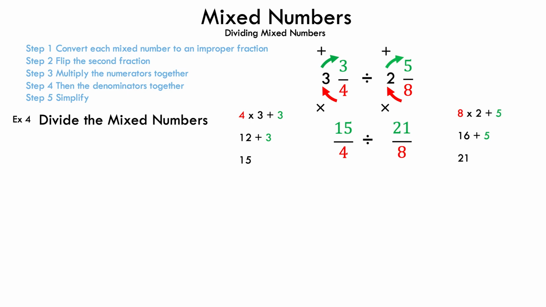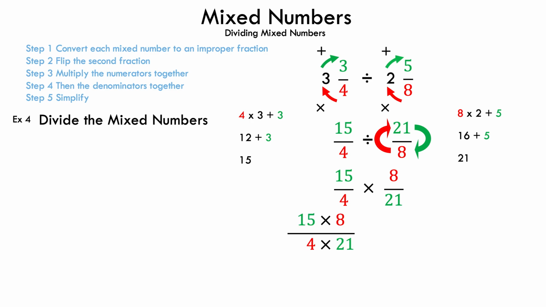Now let's begin the process of flipping the second improper fraction by flipping the division sign to a multiplication sign, so we can flip 21 over 8 to 8 over 21. Now let's rewrite the two fractions so there's only one division bar as 15 times 8 over 4 times 21. So this time we're going to go ahead and simplify here because we want smaller numbers. And now let's go ahead and get started. We're going to go ahead and simplify 15 and 21 because they're both multiples of 3.